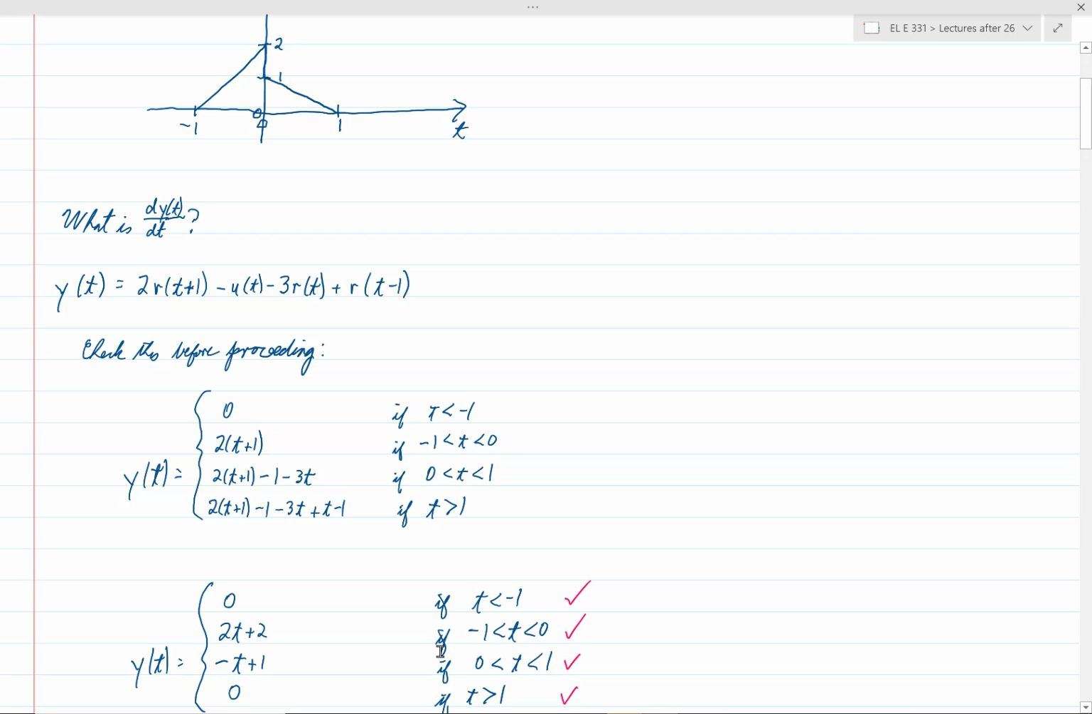Now between 0 and 1, it says it's equal to -t plus 1. Once again, we can check this. This is a linear expression. We can check it at the two endpoints. -0 plus 1 is 1, so it agrees here at t equals 0.